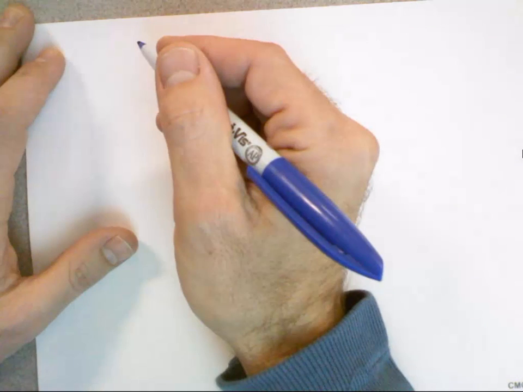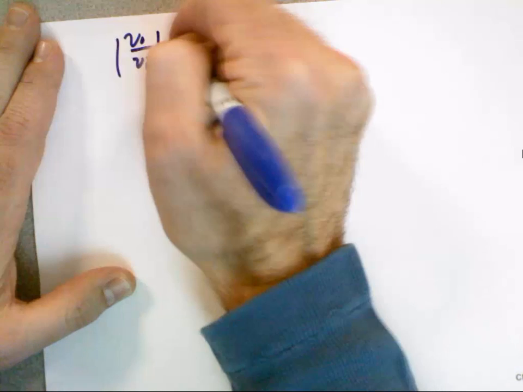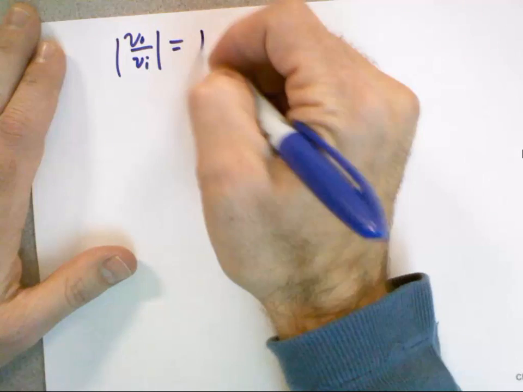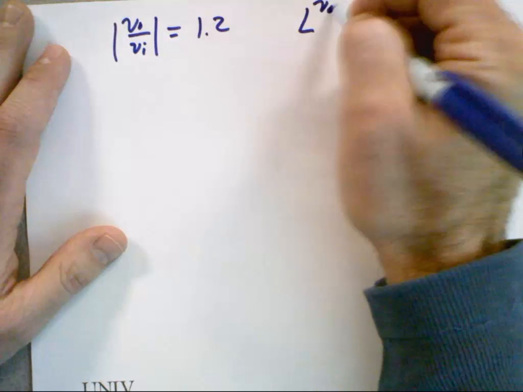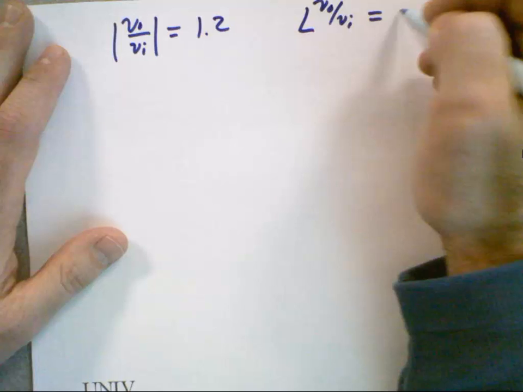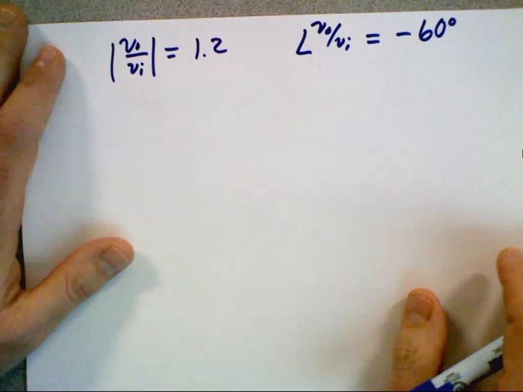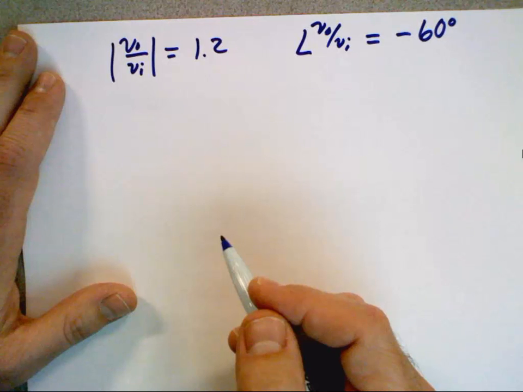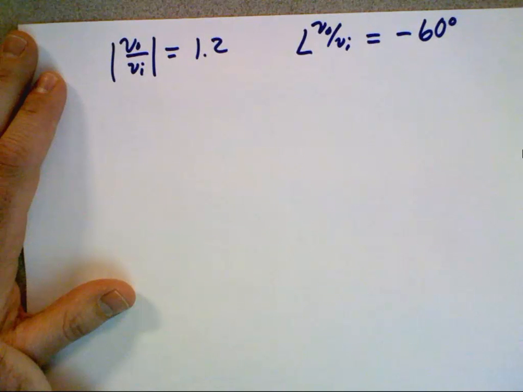Let's say the magnitude of Vout over Vin is equal to 1.2. And let's say the angle of Vout over Vin is minus, and let's do what I did before, 60. Okay, so I want to sketch the input and the output of these waveforms in the time domain, okay? So tell me what you would do to begin with.